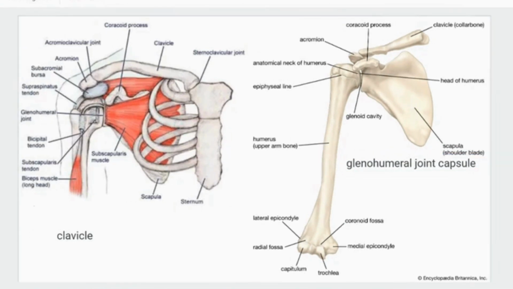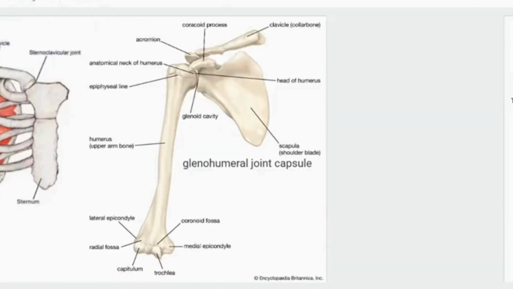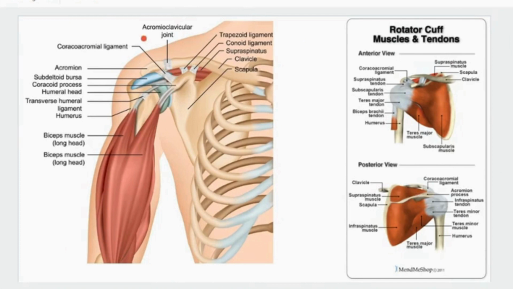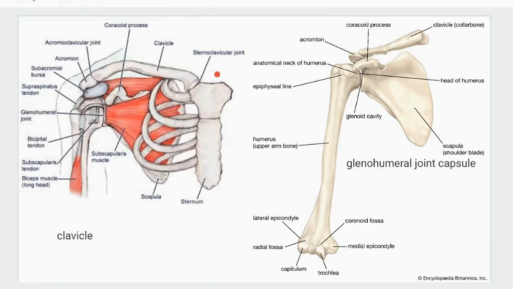The acromioclavicular or AC joint is formed by the connection between the acromion of the scapula and the clavicle, as shown here. It's responsible for the movement of the scapula on the chest wall. The sternoclavicular joint connects the clavicle to the sternum, as shown here, and allows for limited movement of the clavicle.